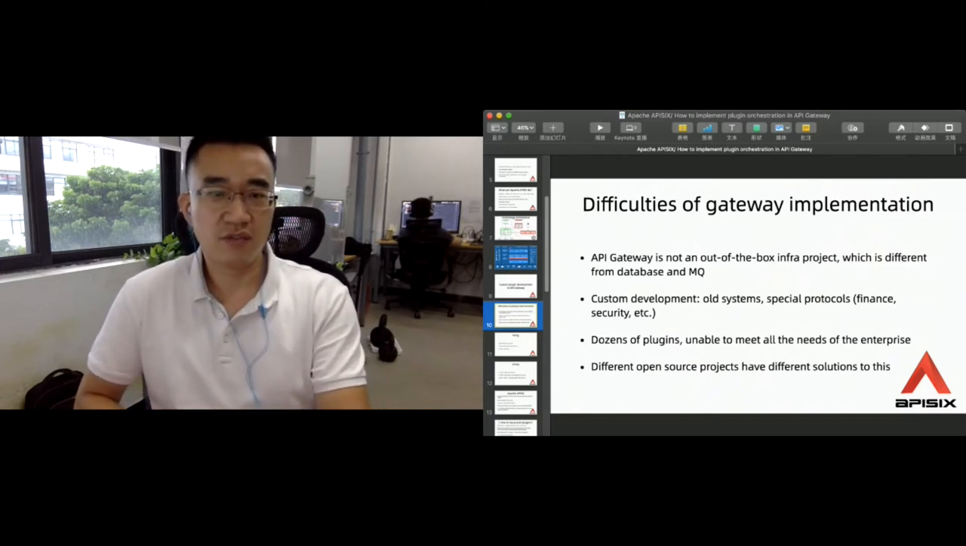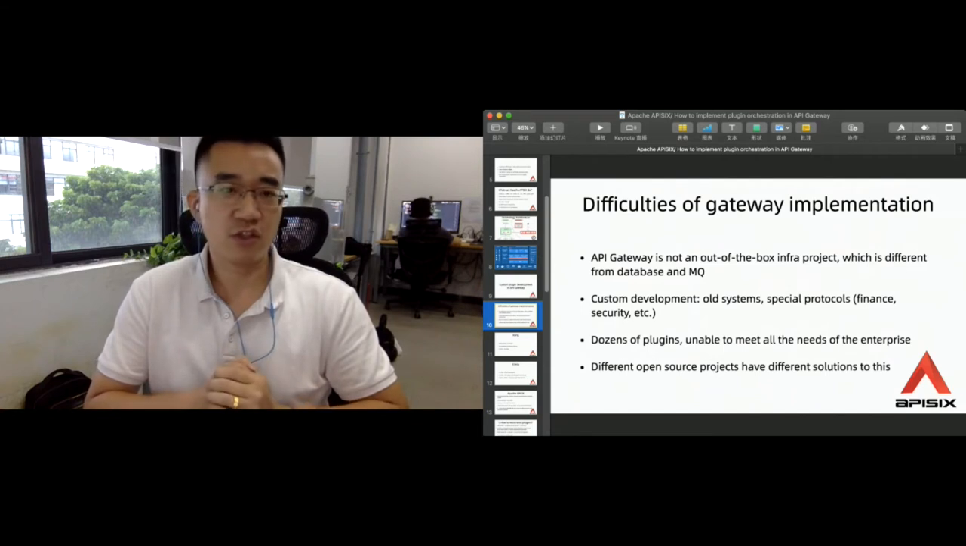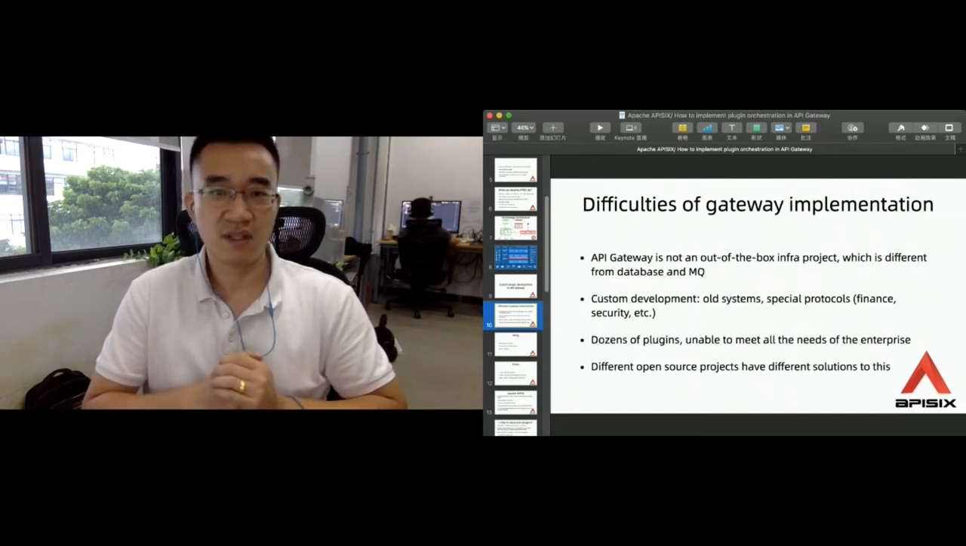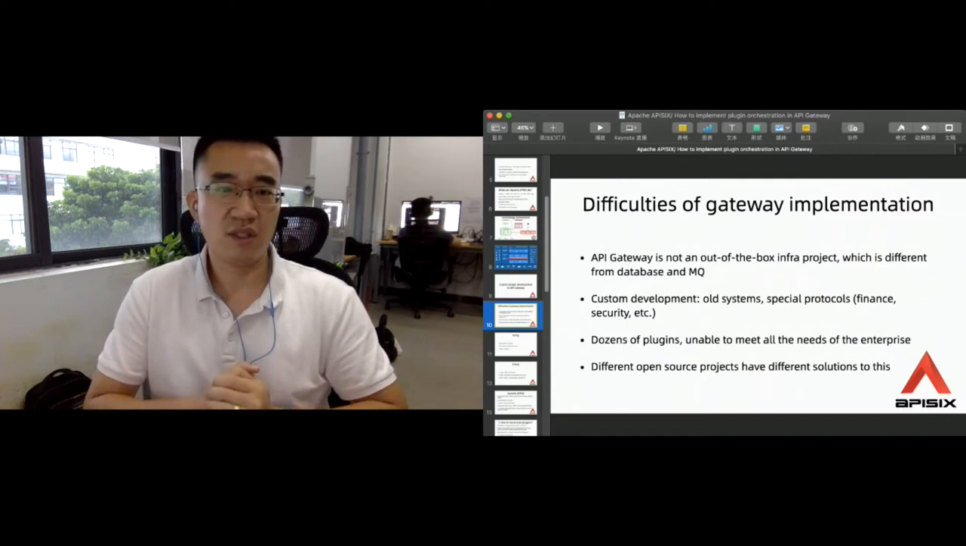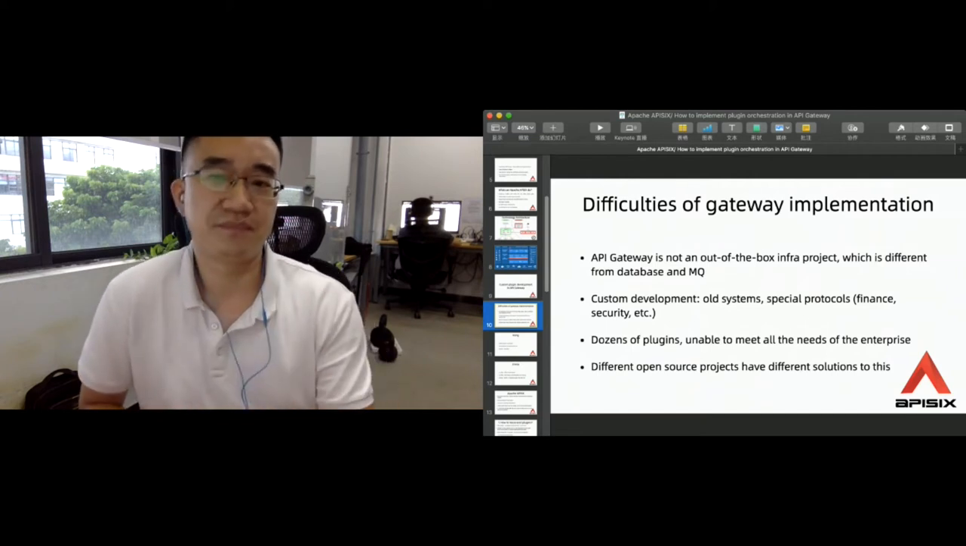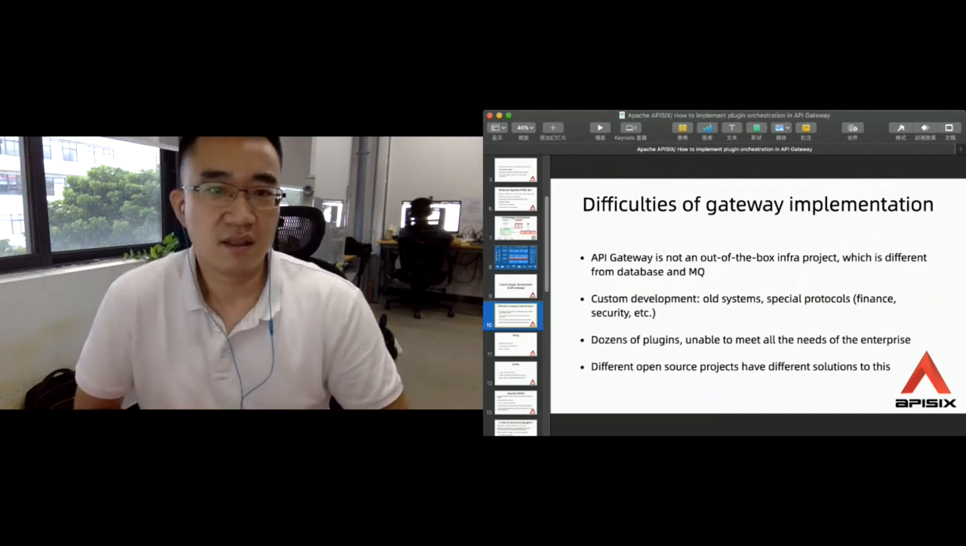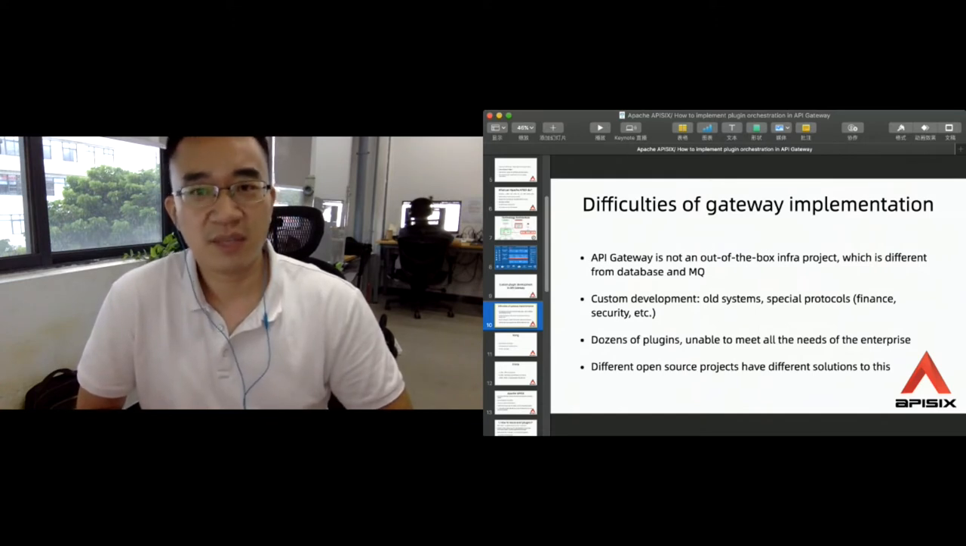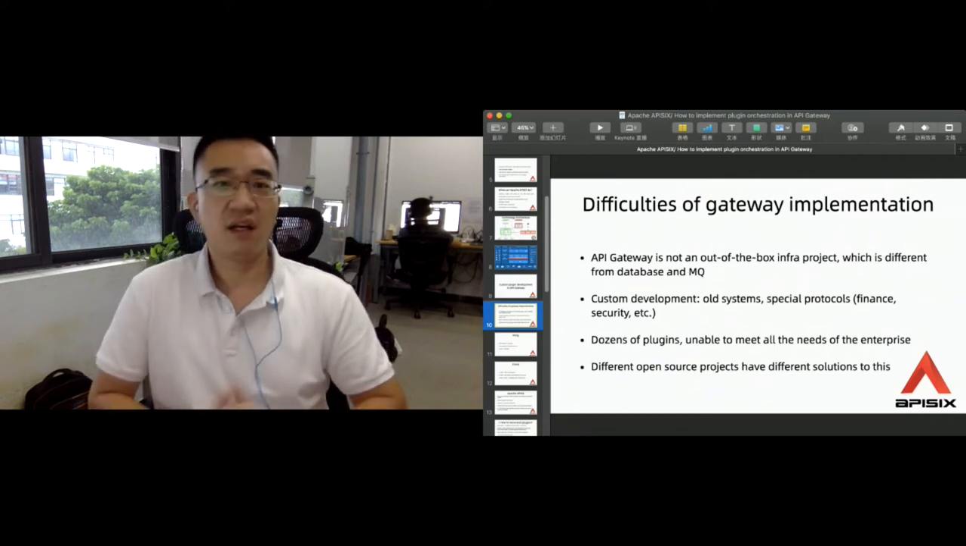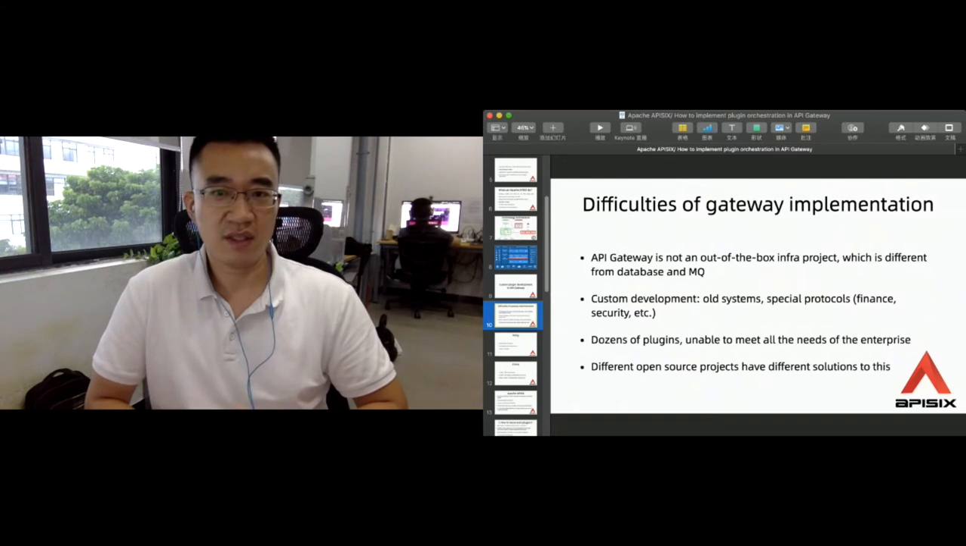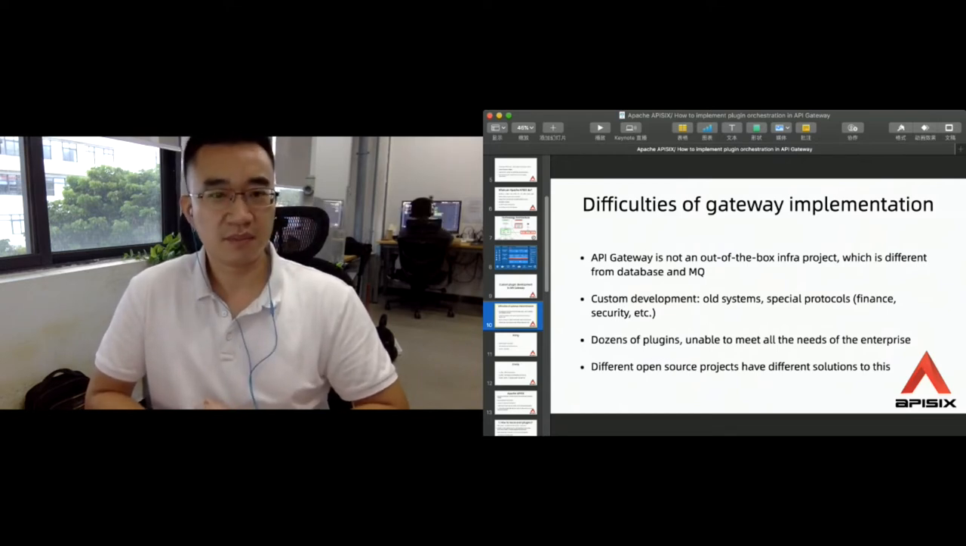For example, if your company has some old systems or some special protocols, such as some protocols in the financial or security industry, you need to do some transcoding at the gateway level. On the other hand, APISIX provides more than 40 plugins. It is definitely unable to meet all the needs of the enterprise because each company has its own unique needs. So we often need to do some custom development on the existing plugins to meet our needs. This is actually a big problem because plugin development still requires more skills. At least you need a programmer.